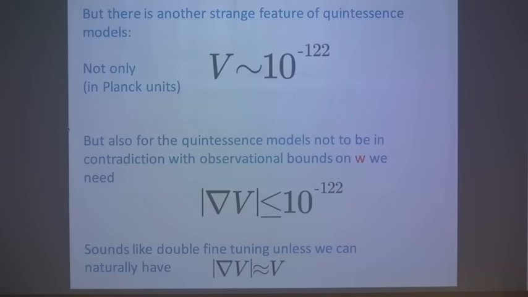But there is another strange feature of quintessence models. Not only is the value of the cosmological constant small, 10 to the minus 122, but also if you want to make the quintessence models work in Planck units, the gradient should be bounded also by about 10 to the minus 122. This looks like double fine-tuning. However you want to fine-tune V, you have to, in addition, fine-tune the gradient of V. So the easiest answer you would say is 0. Why do we go to such a distance? Unless somehow the gradient of V and V are related. If there is a natural bound of the form gradient of V proportional to V, this alleviates this double fine-tuning.